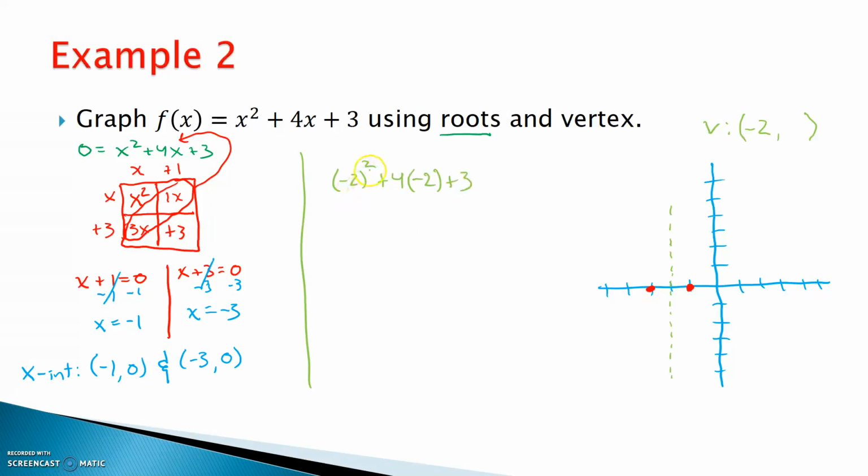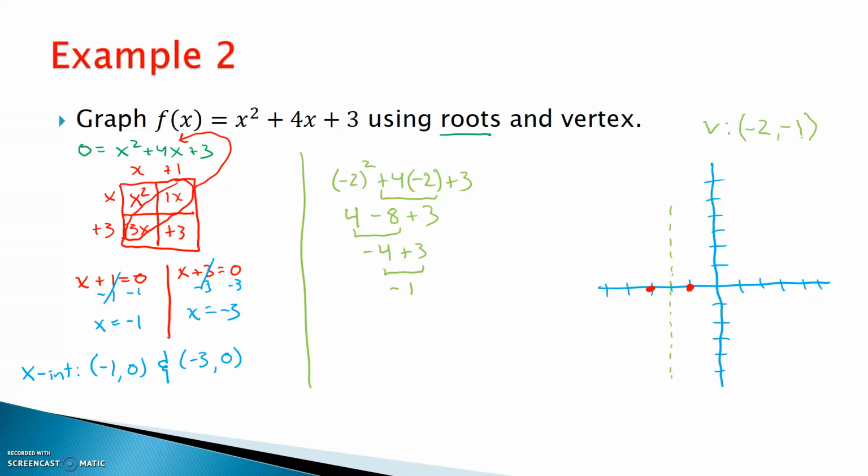What's negative 2 squared? That's negative 2 times negative 2, which is positive 4. What is 4 times negative 2? That's negative 8 plus 3. What is 4 minus 8? That's going to be negative 4. Negative 4 plus 3 is going to give me negative 1. So what is my output? When I plugged in negative 2, my output was negative 1. That is going to be the exact position of my vertex.